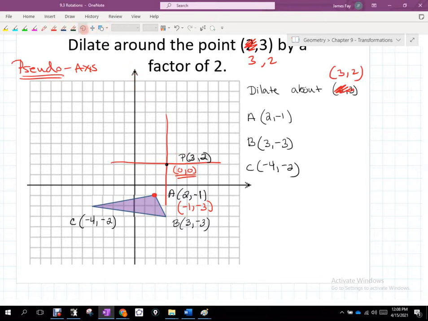How would I go to B? Do I go left or right any? Nope. So it'd be 0 in the horizontal direction, right? But now I'm going to go down 1, 2, 3, 4, 5. And now to get to C, I'm going to go left 1, 2, 3, 4, 5, 6, 7, and then down 4. So left 7, down 4.